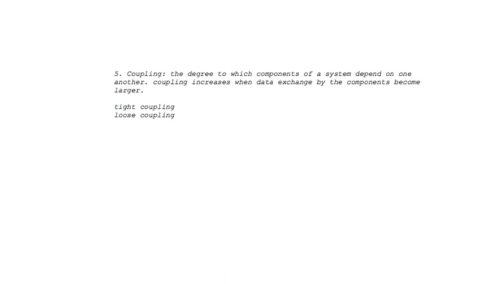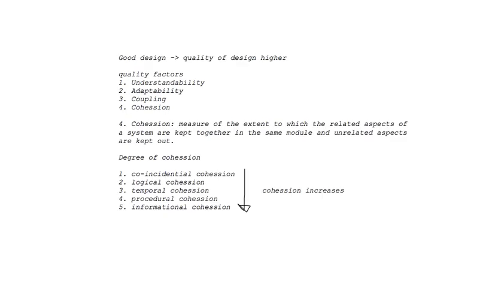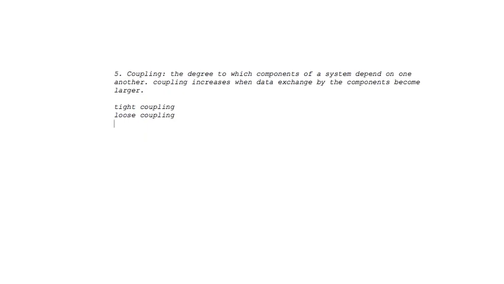So loose coupling is preferred in good software engineering practice, but tight coupling may be necessary for maximum performance sometimes, and sometimes it is unavoidable, but loose coupling is preferred. And types of coupling: here we discussed the degree of cohesion, and here we have to discuss the degree of coupling.